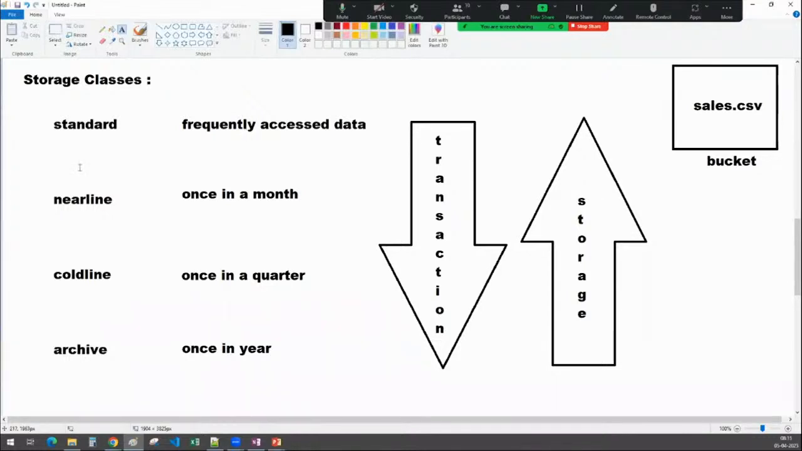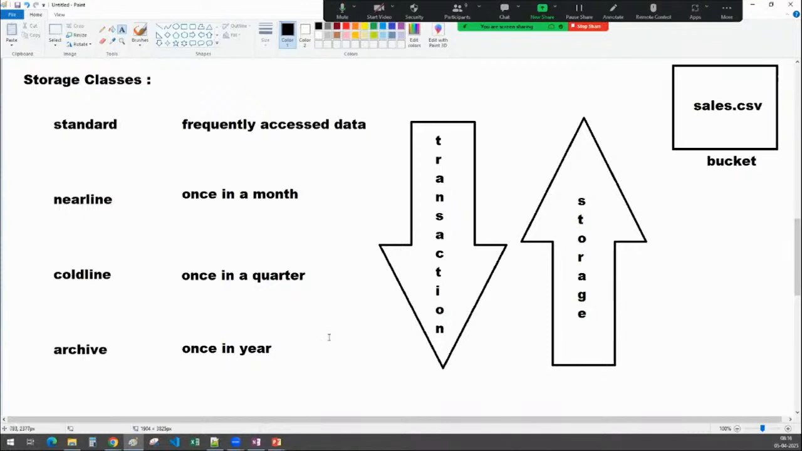And one more thing, archive. When I say once in a year only, because when I am retrieving it once in a year, the data need not be available all the time. So for not making it available all the time, I don't need to pay extra money. The storage cost is very much lesser here, but after many days, when you try to retrieve the entire data, the transaction cost is very high.